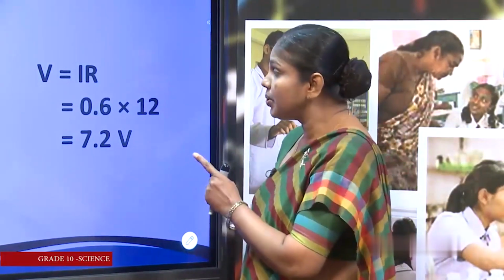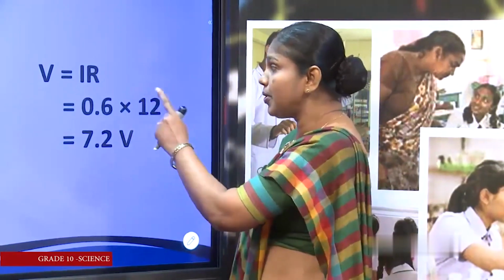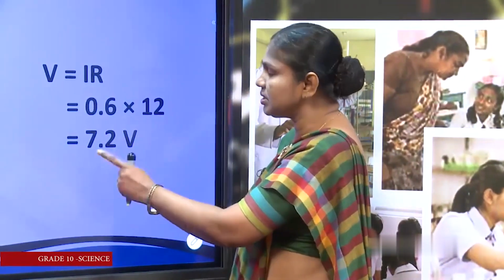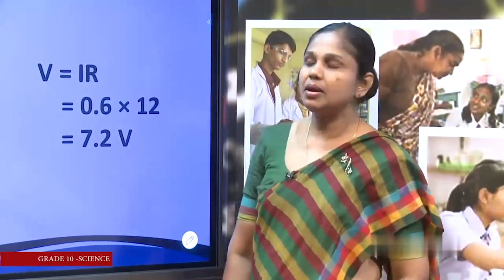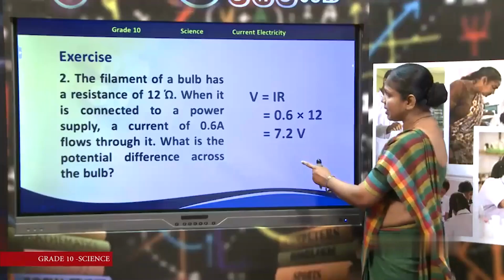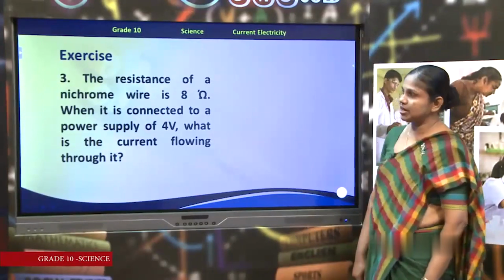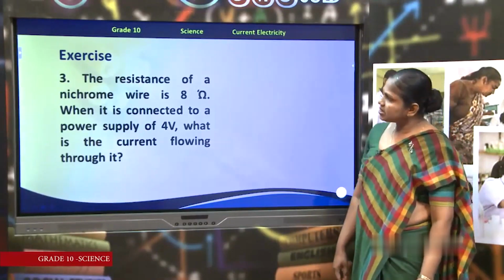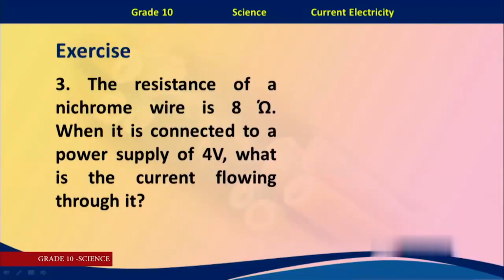And when you know the current flow and the resistance R, you can easily find the potential difference. Right. Then move to the next question. The resistance of a nichrome wire is 8 ohm. When it is connected to a power supply of 4V, what is the current flowing through it?